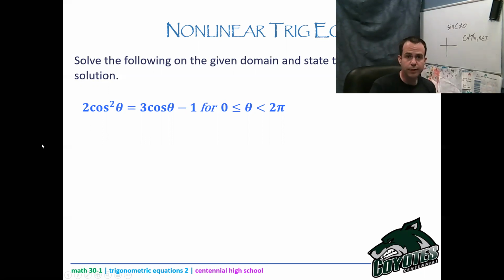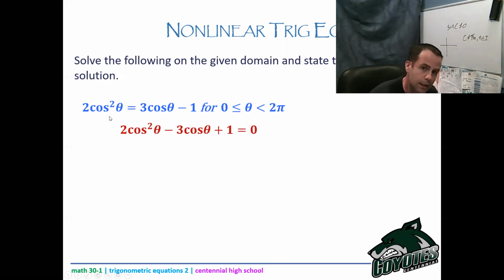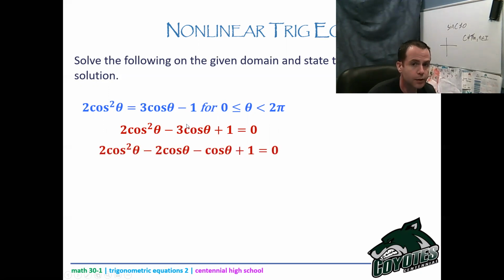I'm not going to do that. I'm just going to bring everything over and deal with cos like cos. So I brought my 3 cos theta over, I brought my -1 over, and I'm left with this quadratic to factor. Looking for two numbers that multiply together to give me 2, add together to give me -3. That would be -1 and -2. I'm going to decompose this. So my middle term gets broken down into the -2 and the -1. Factor the front 2, factor the back 2.